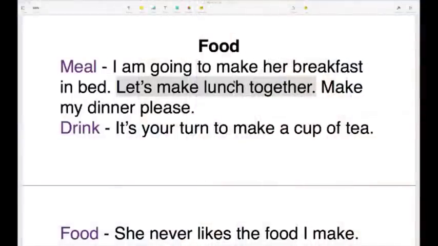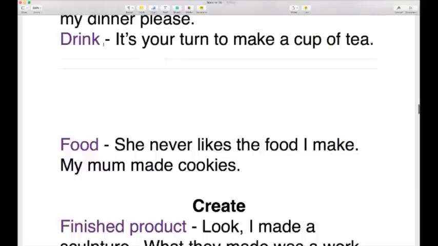When you do the ironing, there is nothing at the end of it. The shirt was there before. You ironed it and the shirt is still there. You didn't make anything different. You just did the ironing. Okay? I don't know if that helps, but that helps me to remember. Make my dinner, please, I might say to you. We can also use make when we talk about drink, not just food. It's your turn to make a cup of tea. Please, it's your turn to make a cup of tea.